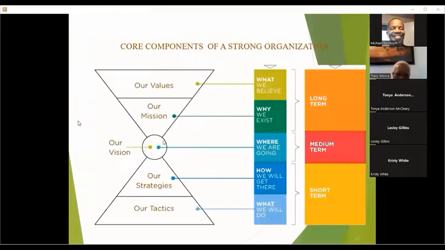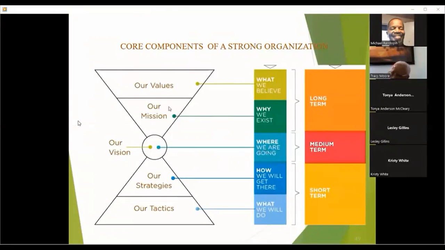Now, you need to begin to address the key components of a strong organization. First, what are your values? What do you believe in? What's your mission? When we talk about mission, the mission deals with, why do you exist? Your vision: where are you going? What does the world look like when you finish?